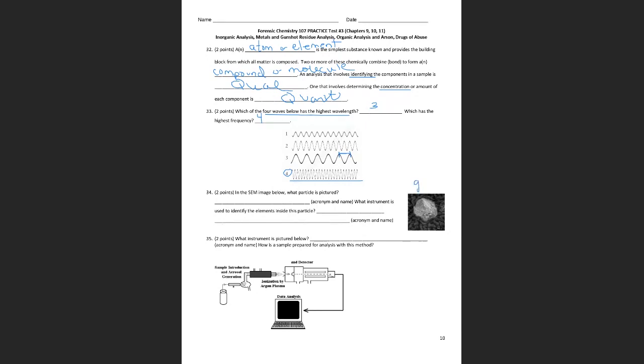This is a gunshot residue particle here. That's what it looks like under an SEM microscope. So gunshot residue, characteristic looking particle. And the shape of it is part of the identification, and then the elemental composition confirms it. So that was taken with a scanning electron microscope. You can tell it's an SEM.